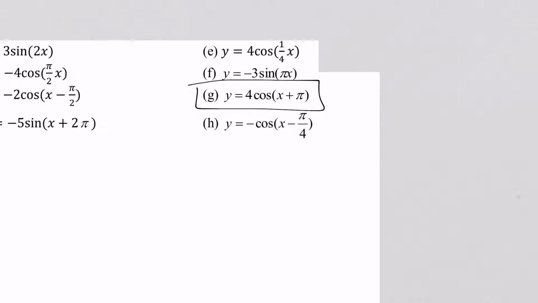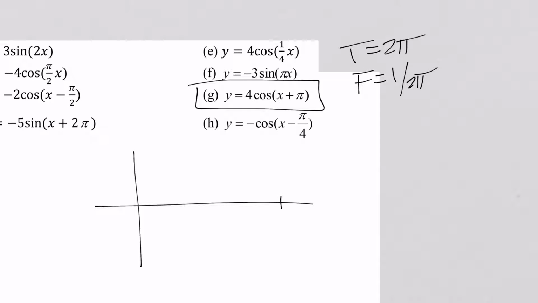Alrighty, almost finished graphing. Let's do g. Y equals 4 cosine of x plus pi. No coefficient on x, therefore the period is normal, 2 pi. The frequency is normal, 1 over 2 pi, the reciprocal. And now let's graph it.